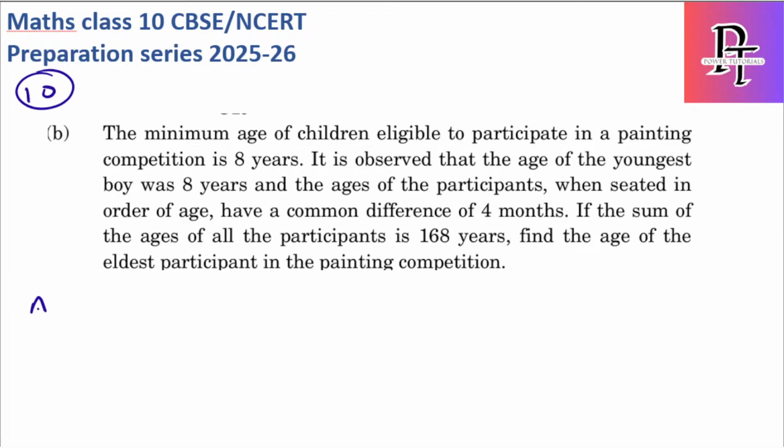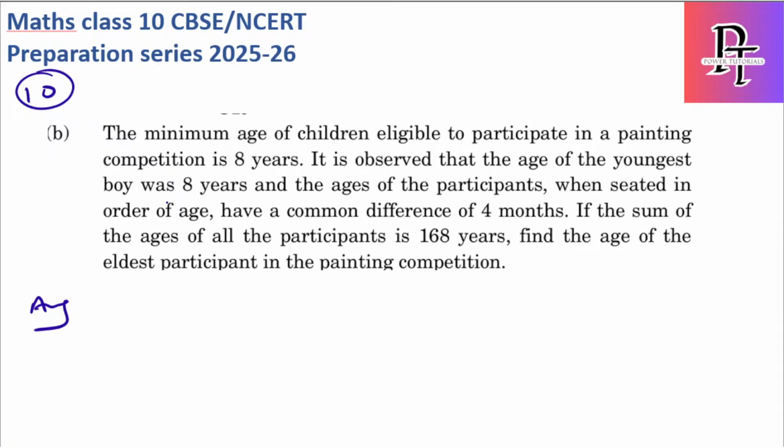So let's see the question and solve it. The minimum age of children eligible to participate in a painting competition is 8. It is observed that the age of the youngest boy was 8, and the ages of participants seated in the order of age have a common difference of 4 months. So every student has a difference of how much age? It is 4 months. If the sum of the ages of all the participants is 168 years, find the age of the eldest participant in the painting competition.